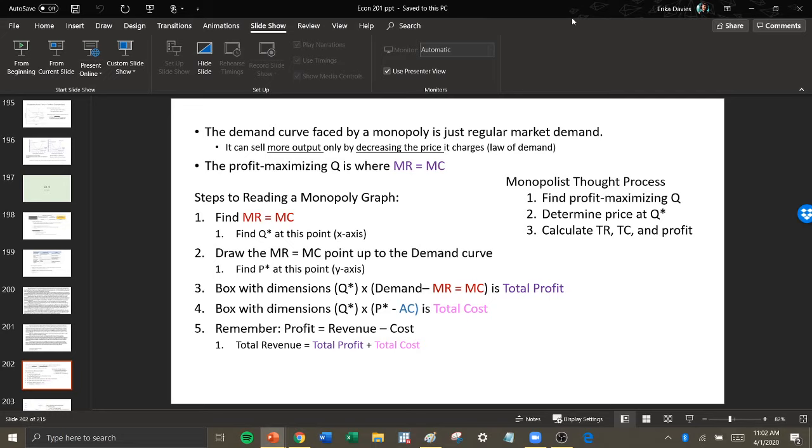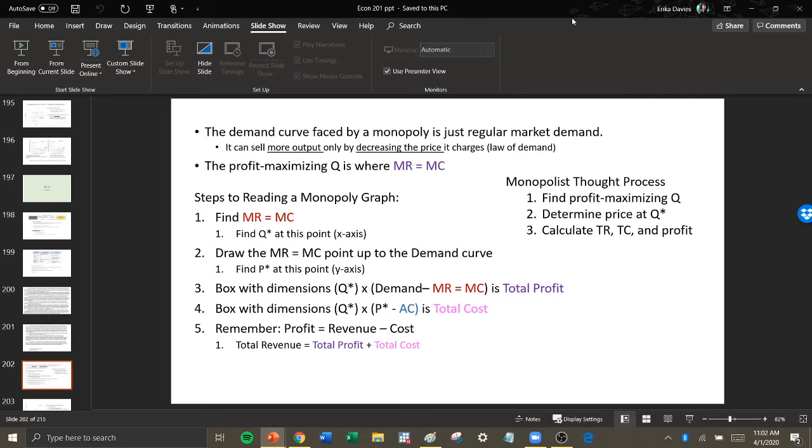But the fact remains, according to the law of demand, if we increase price, quantity demanded will decrease. For a monopolist, the quantity that it should produce in order to maximize profit is the quantity at which your marginal revenue equals your marginal cost. So again, we have this equilibrium law. Profit is maximized at the quantity where marginal revenue is equal to marginal cost.